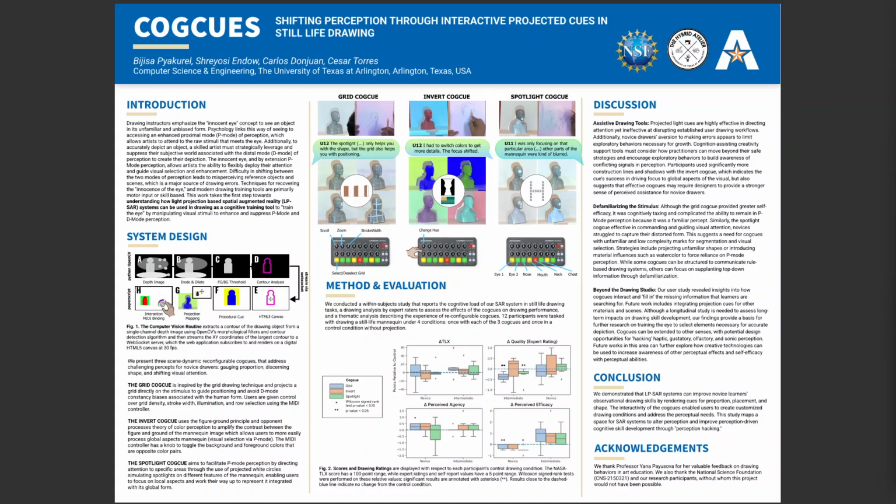Our user study revealed how cog cues can support those learning to draw by shifting visual perception, but that is not the only sensory modality we have. Cog cues can be extended to other senses, with potential implications for shifting or hacking haptic, gustatory, olfactory, and sonic perception. Our work opens up new avenues for research on how creative technologies can be used to increase awareness of other perceptual effects and self-efficacy with perceptual abilities.